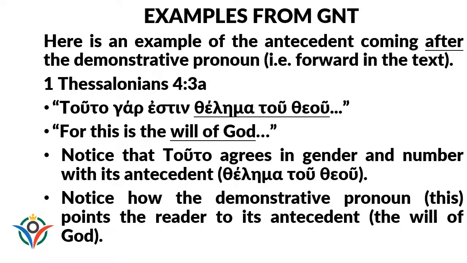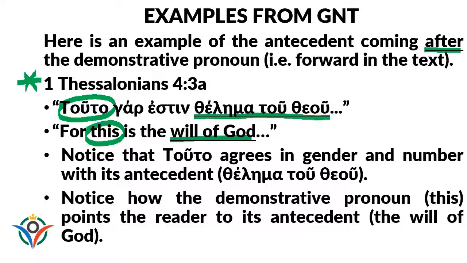So the first example of the relationship of the demonstrative pronoun to its antecedent is the example of the antecedent coming after the demonstrative pronoun, i.e. forward in the text. So our example comes from 1 Thessalonians chapter 4 verse 3, and we're just going to focus on the first part of this verse as it relates to our discussion. So there Paul the author writes, Tuta gar estin thelema tu theu. So we translate this in English as, for this is the will of God.